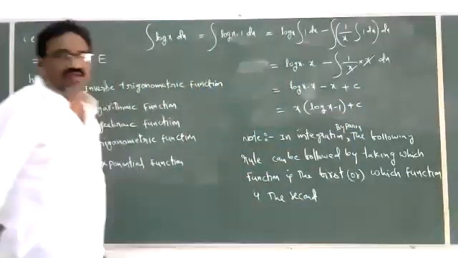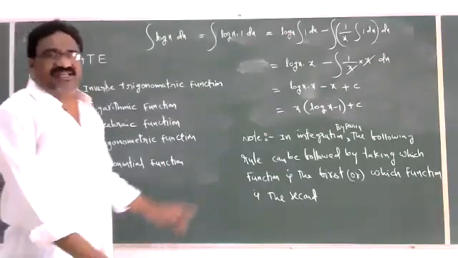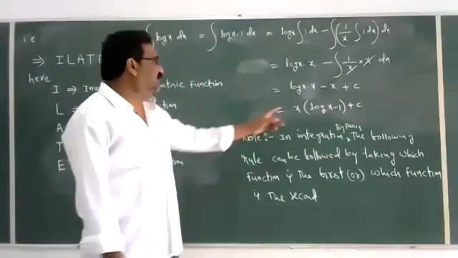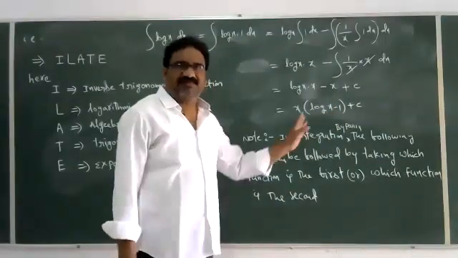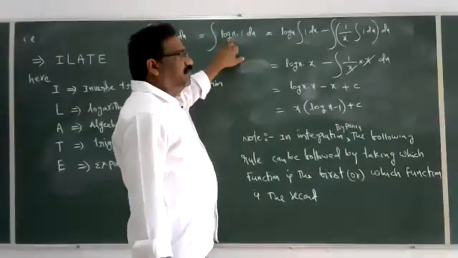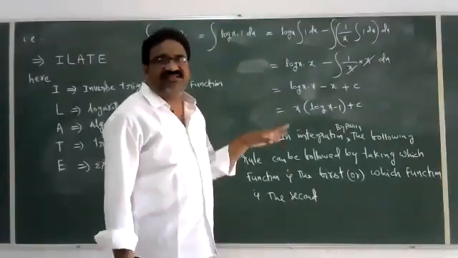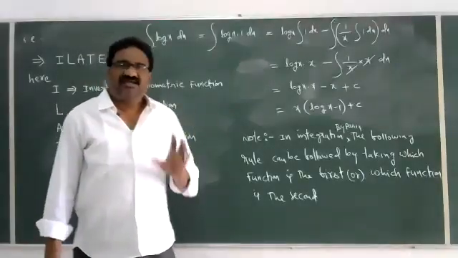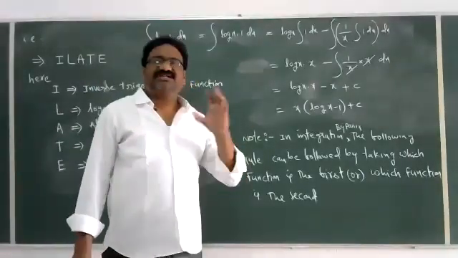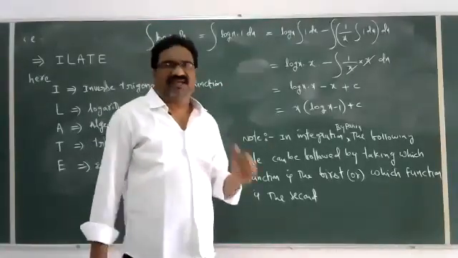This is the formula for log x. By using integration by parts, the integration of log x dx is equal to x into log x minus 1 plus c. Observe this: there is no direct formula for the integration of log x. That's why we use integration by parts, and we can produce the formula for the integration of log x.